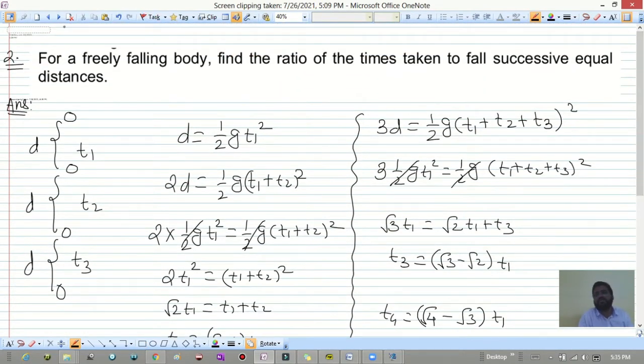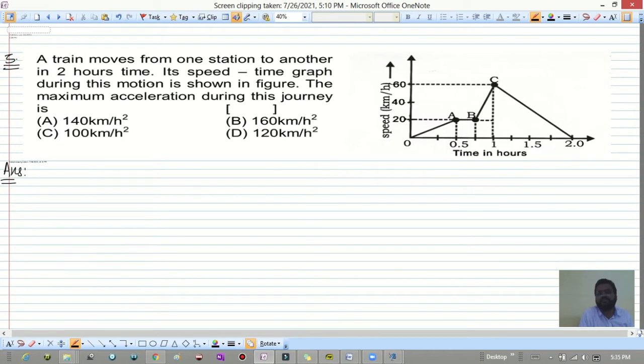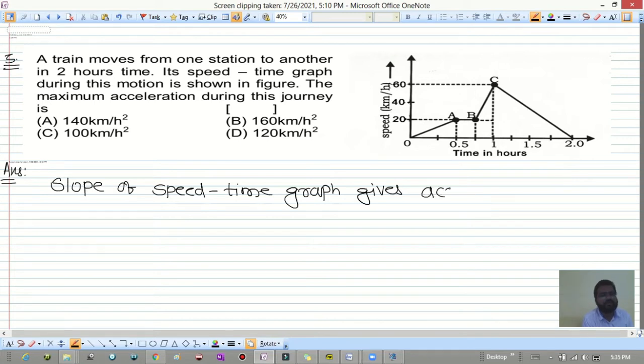So next one we have, and that is question number 3. A train moves from one station to another in 2 hours time. Its speed time graph during this motion is given. The maximum acceleration during this journey is. So whenever a speed time graph is given, the slope of the speed time graph gives what? Gives acceleration.